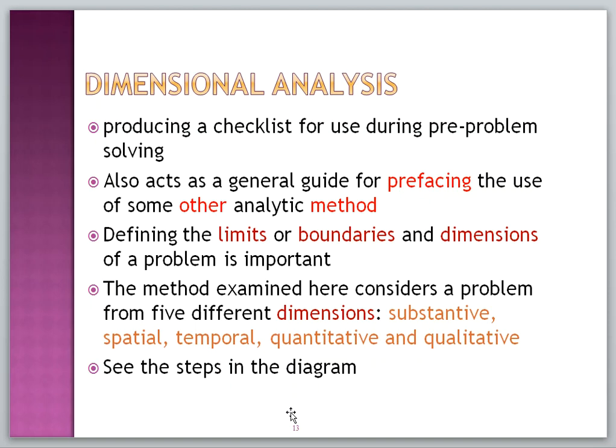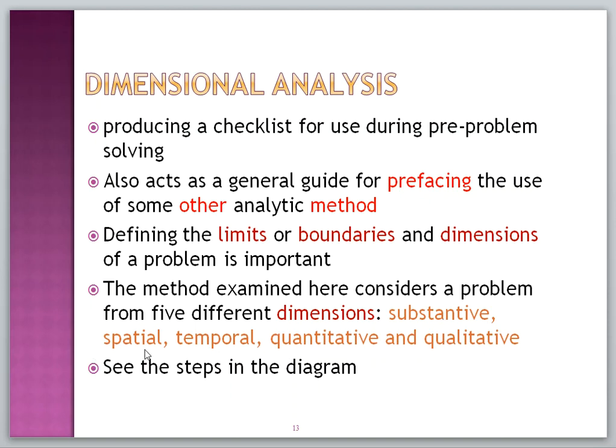Technique number 2 is called dimensional analysis. In this tool, we collect information. It's a fact-finding area, and instead of these 6 questions, we have 5 dimensions. We investigate 5 dimensions of a broad problem: substantive, spatial, temporal, quantitative, and qualitative. Substantive means the core point, what are we talking about.